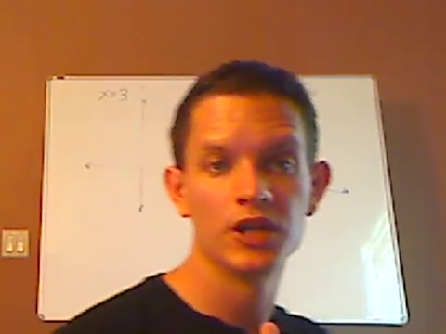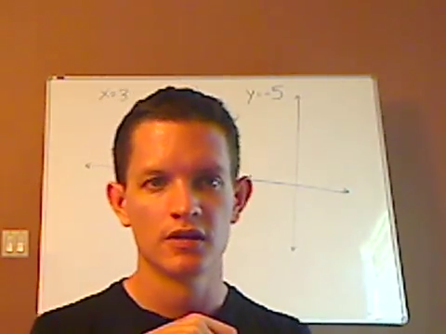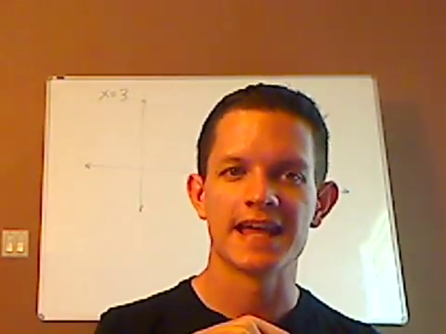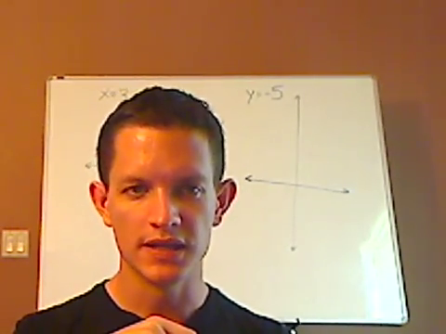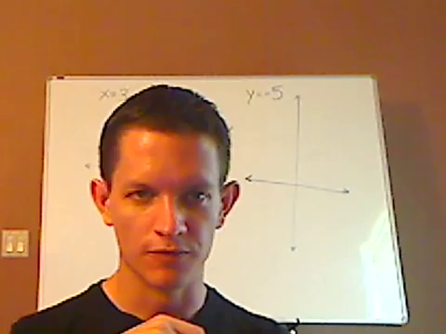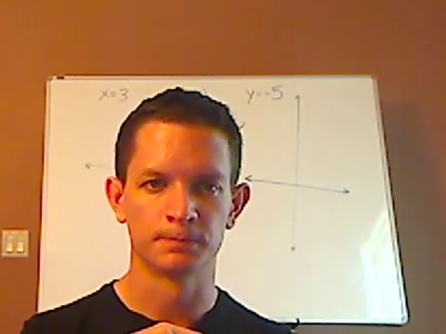Hi, I'm JD, and what we're going to be doing today is looking at two special lines. For the first line, it's x equals 3, and for your second line, it's y equals -5. So if you would, pause the video and see if you can try to do these two on your own.